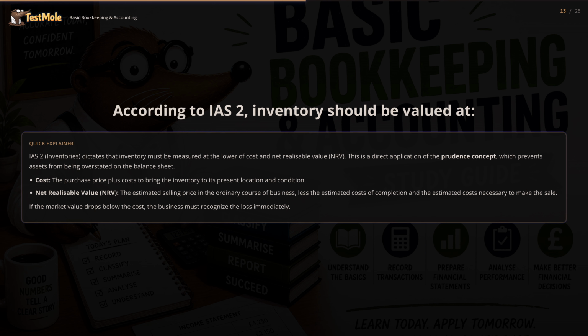Cost: the purchase price plus costs to bring the inventory to its present location and condition. Net realizable value, NRV: the estimated selling price in the ordinary course of business, less the estimated costs of completion and the estimated costs necessary to make the sale. If the market value drops below the cost, the business must recognize the loss immediately.